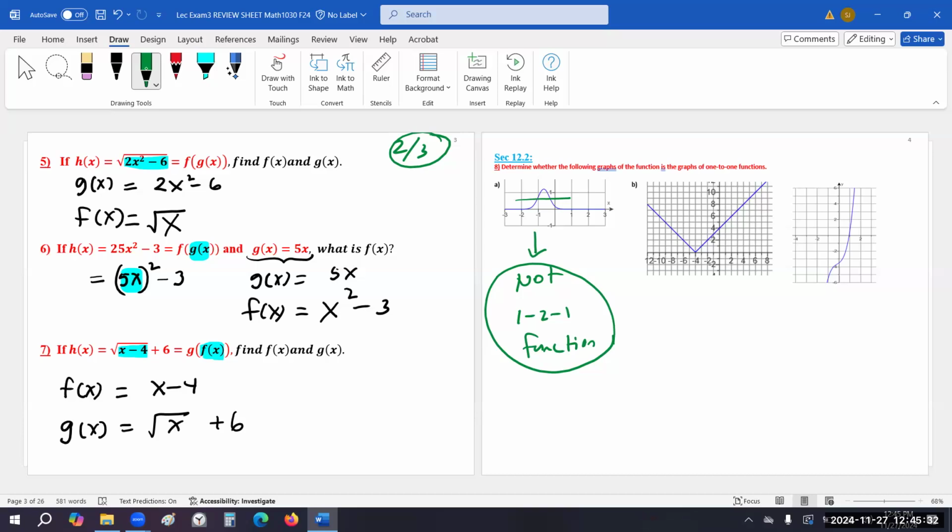So what is B? Yes or no? No. We have 2 intersections. How about C? It is. We have only 1 intersection.